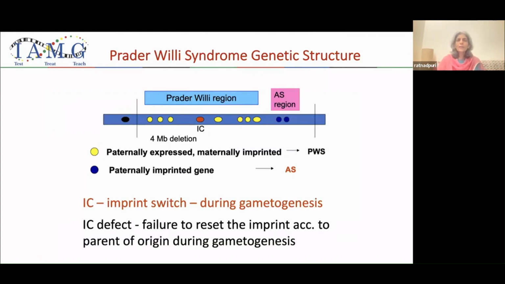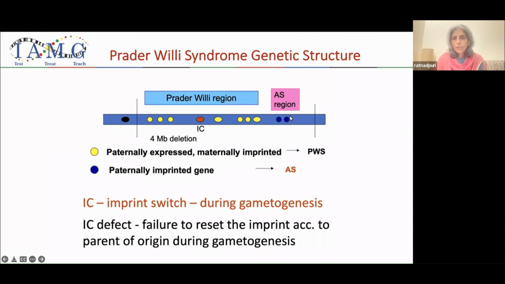And here I will explain a little more. So this is the Prader-Willi region. These are the genes that are imprinted. They are paternally expressed, which means that of the two copies, one from the father and one from the mother, the maternal copy is switched off and not functioning. The paternal copy is the only functional copy.